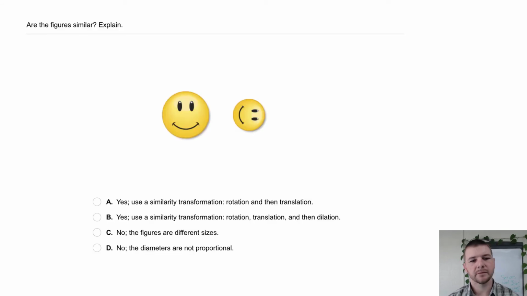Your turn. Are the figures similar? Explain.